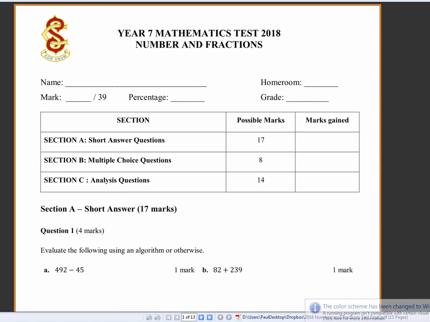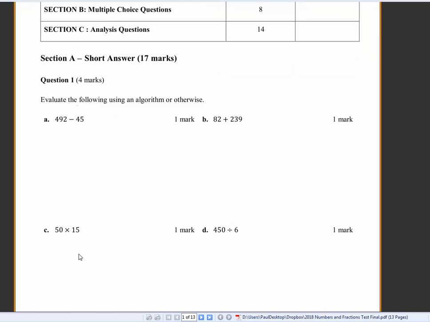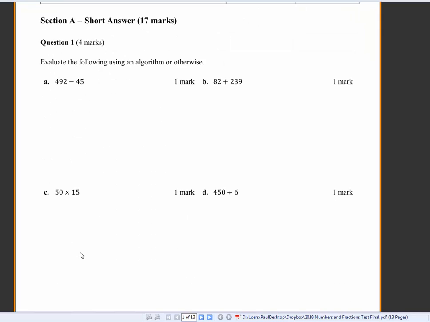Alright, here we go with the worked solutions to the Number and Fractions Test 2018. So let's get stuck in. The first section, question 1, involved using either an algorithm or otherwise to evaluate each of these. Evaluate basically means state this in its simplest form.